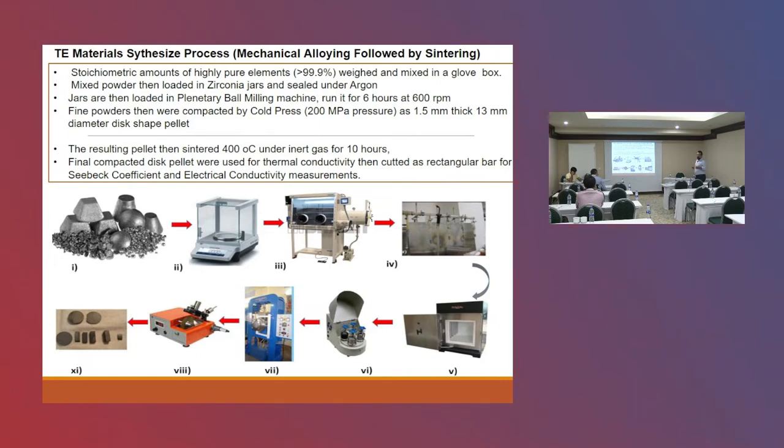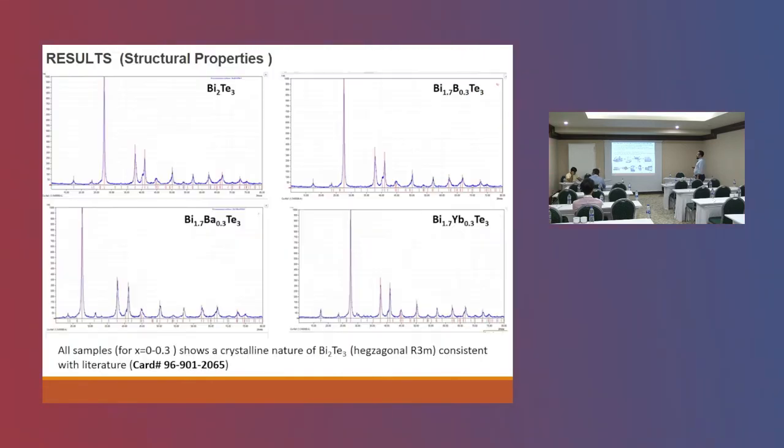Then we put this disc in a vacuum furnace under argon gas at 400 Celsius and leave it there for 10 hours. The final compacted disc is measured for thermal conductivity first, with the laser flash thermal conductivity device. Then we cut it into a rectangular bar for Seebeck and electrical conductivity measurement. Some small pieces can also be used for SEM analysis and powder XRD analysis.